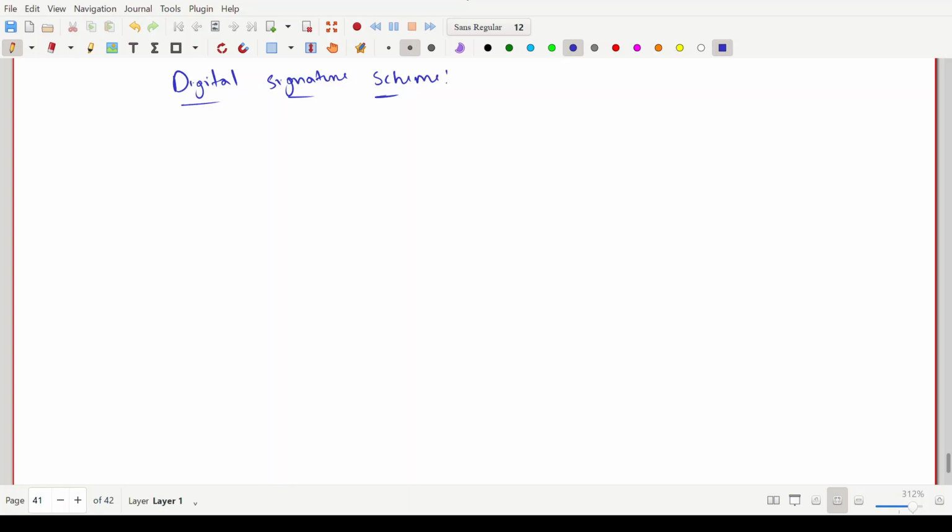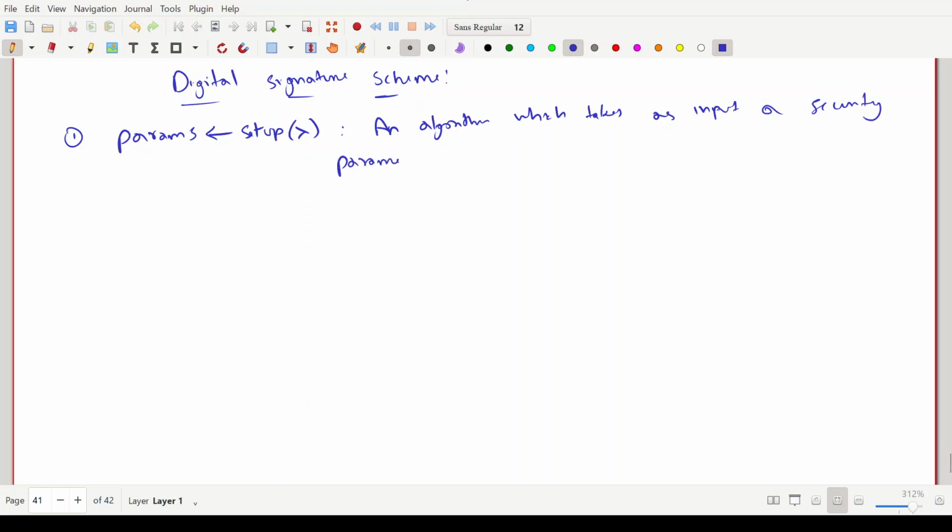Usually in cryptographic design, the digital signature schemes are formally structured with the following algorithms. The first one is setup. Lambda is the security parameter. This is an algorithm which takes as input a security parameter lambda, and outputs the public parameters, which we call params.